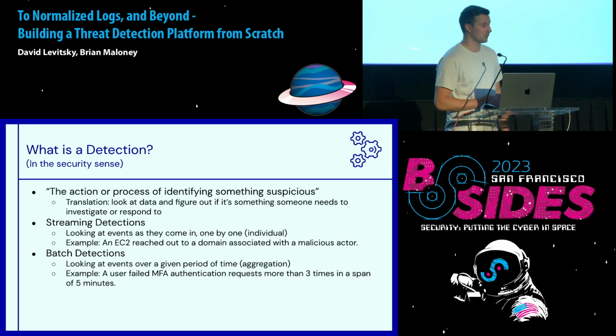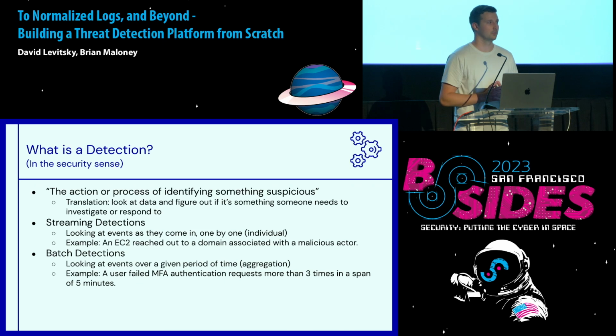So taking one quick step back, what is a detection? Blue Team 101. Really, we're looking at some sort of data source and trying to identify whether malicious events are happening that somebody needs to either respond to automatically or manually. And for us, we have broken it up into two different classifications. We have streaming style detections where you're looking at events as they come in one by one.